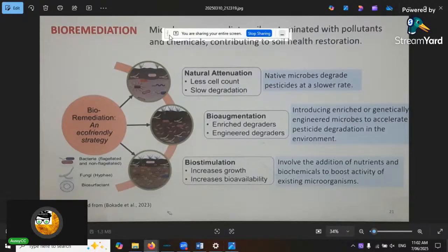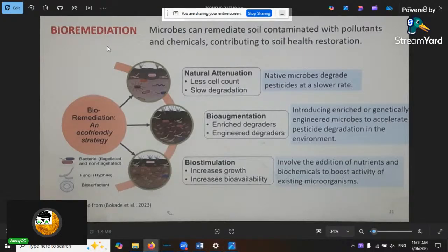So yeah, why do you want bioremediation? Well, microbes can remediate the soil contaminated with pollutants and chemicals, contributing to soil health restoration. So that can even happen anywhere. Even if you've got good soil, you can still remediate and bioaugmentate, which are the three types there. The middle one, that's when you introduce microbes. The bottom one, biostimulation, is where you stimulate the environment to enhance what you've already got, to break it all down, and then naturally it does it as the third one.